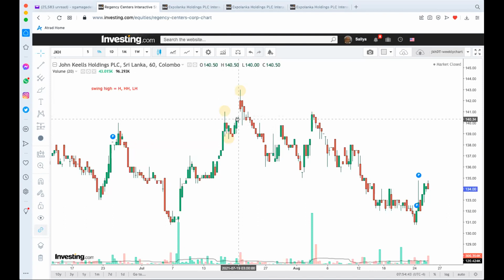This is one high. This is the other high, which is the higher high. And this is the higher low. You have a high, a higher high, and a higher low. Therefore, this is the swing high, right? So you spot the swing highs, then also preferably swing lows, right? So here you have a swing low.